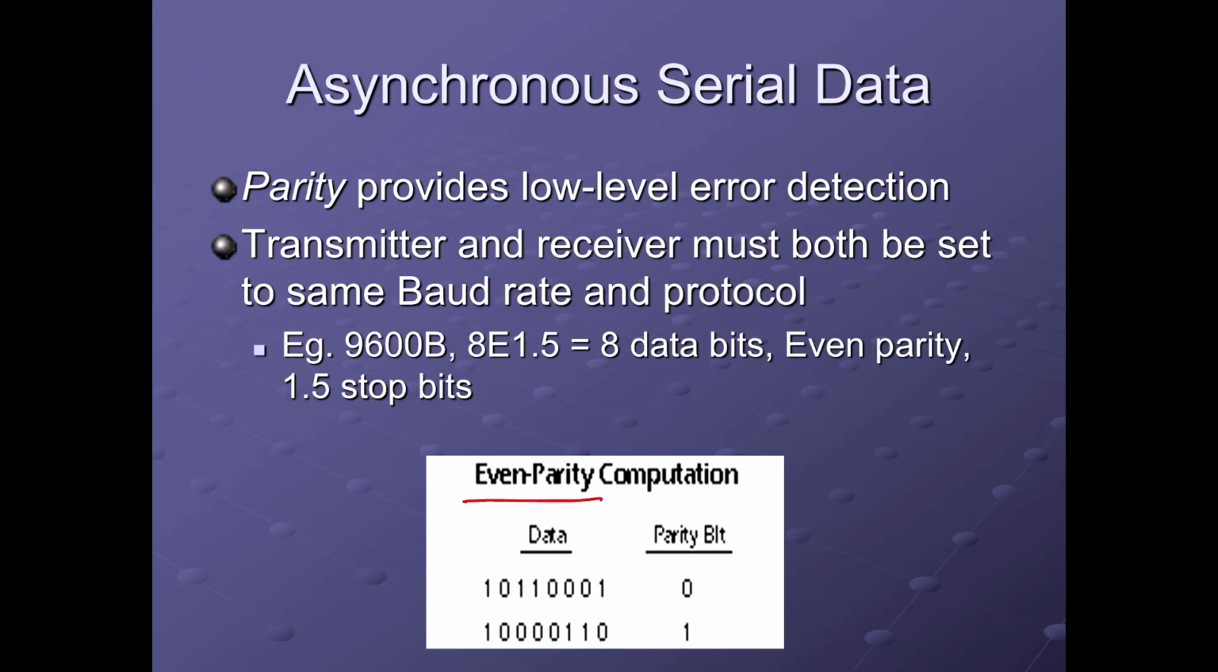If we look at this data word going out, we can see we've got 1, 2, 3, 4 ones in that character. Because we have 4 ones, it already has an even number of ones. So the parity bit that will be sent will be 0, because it doesn't need to make the number of ones even. It's already even. So it sends off that parity bit.